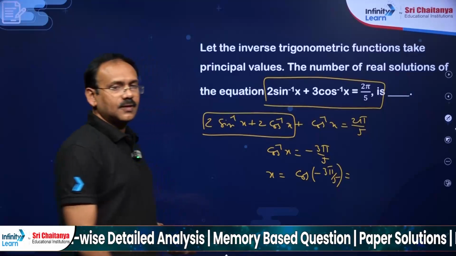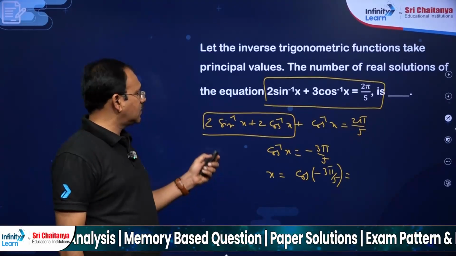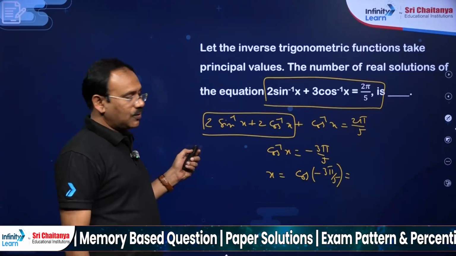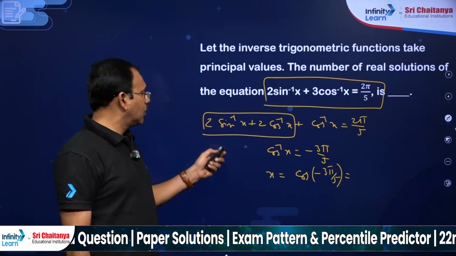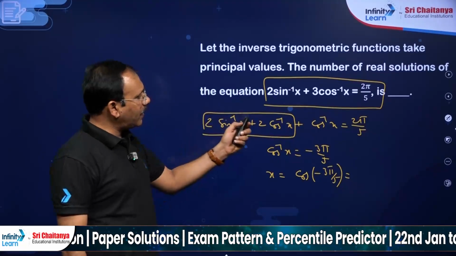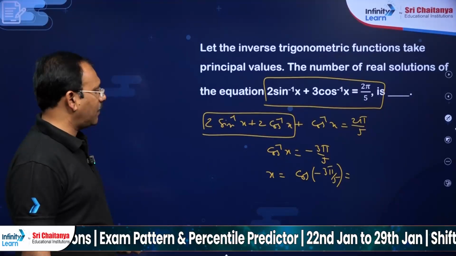Okay, once again, this is 2 sin inverse x plus 3 cos inverse x. Write it as 2 into sin inverse x plus cos inverse x, which is pi by 2, so which becomes pi. Take pi that side, 2 pi minus 5 pi, that is minus 3 pi by 5.